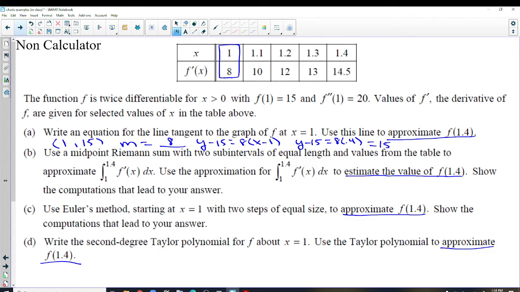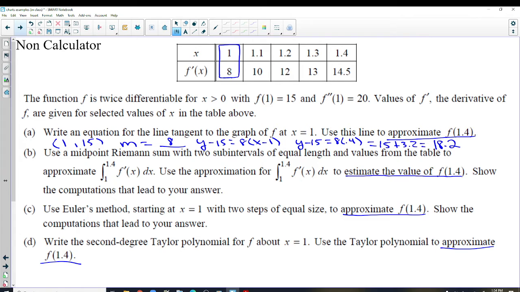So 15 plus 3.2. So 18.2 is the first approximation for f of 1.4 using a tangent line. And there's no way to really know what f of 1.4 actually is. We don't have a function. We only have a table.